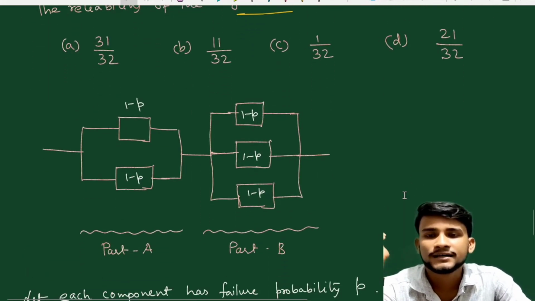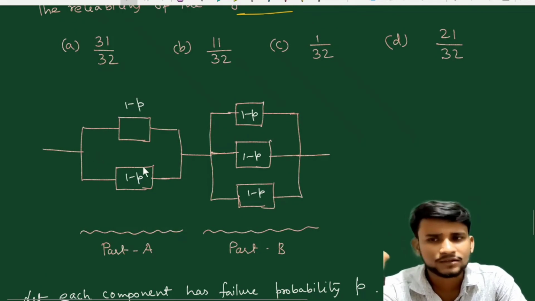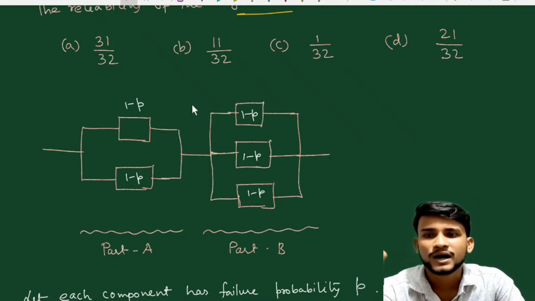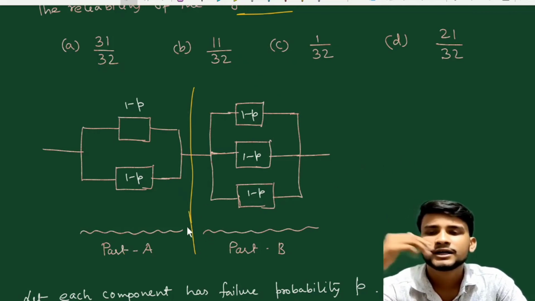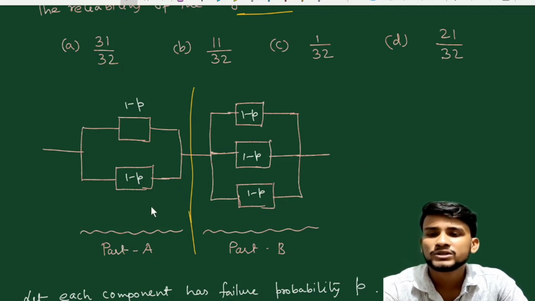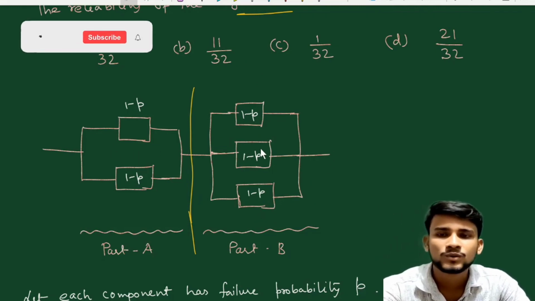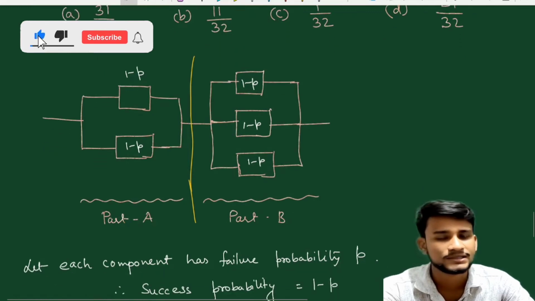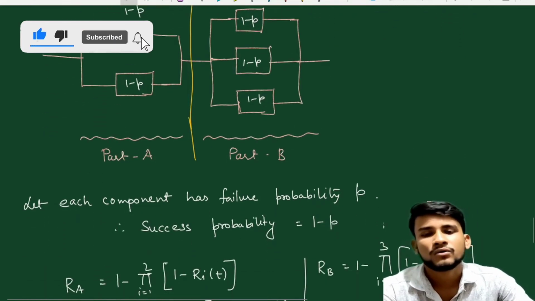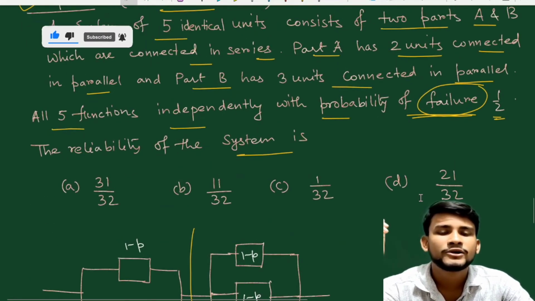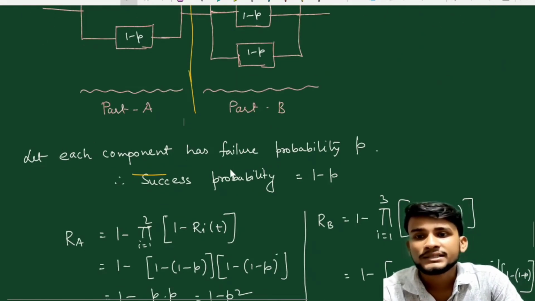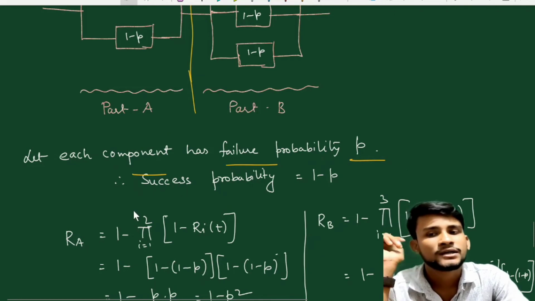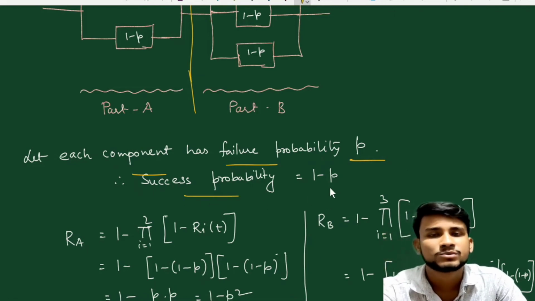So this is the picture of the system. The left side is part A and the right side is part B. Part A has 2 components connected in parallel, part B has 3 components connected in parallel, and these 2 parts are connected in series. Now, given in the question is the probability of failure, so we assume each component has failure probability p. Therefore the success probability is 1 minus p.